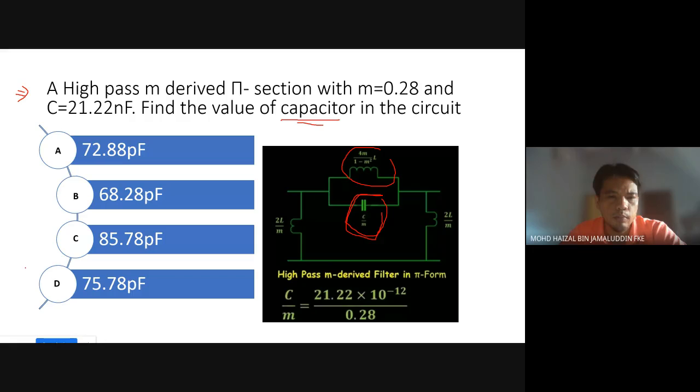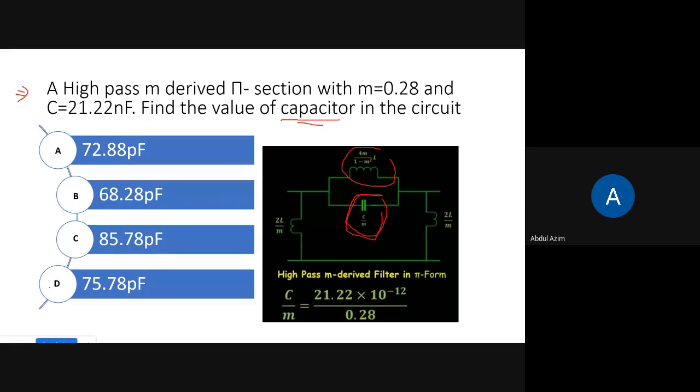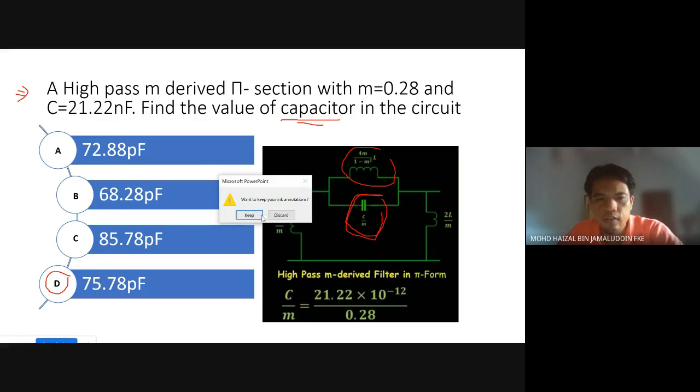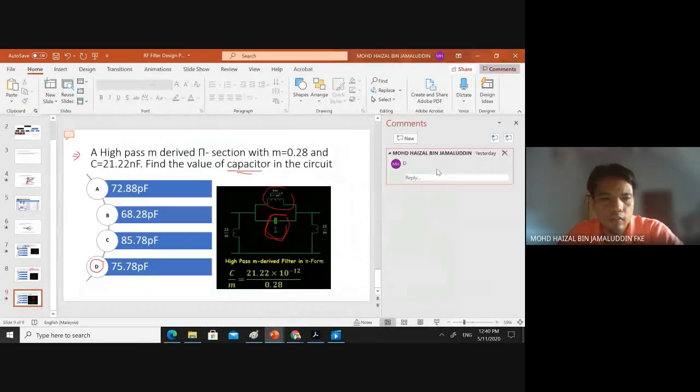So which one is the answer? Anyone? D. Okay. Alright. Actually, I have the answer here. Okay. Correct. The answer is D.